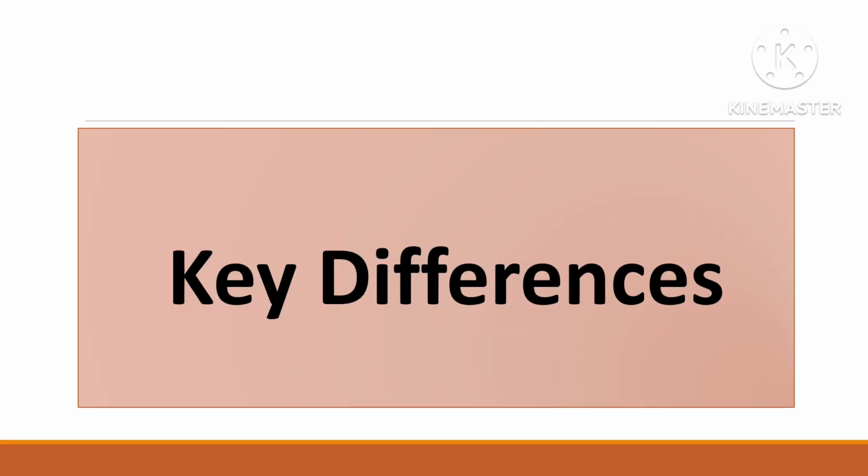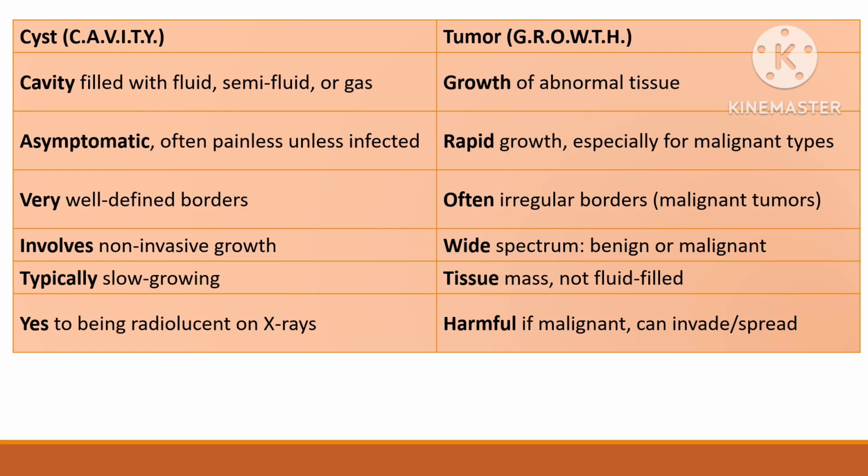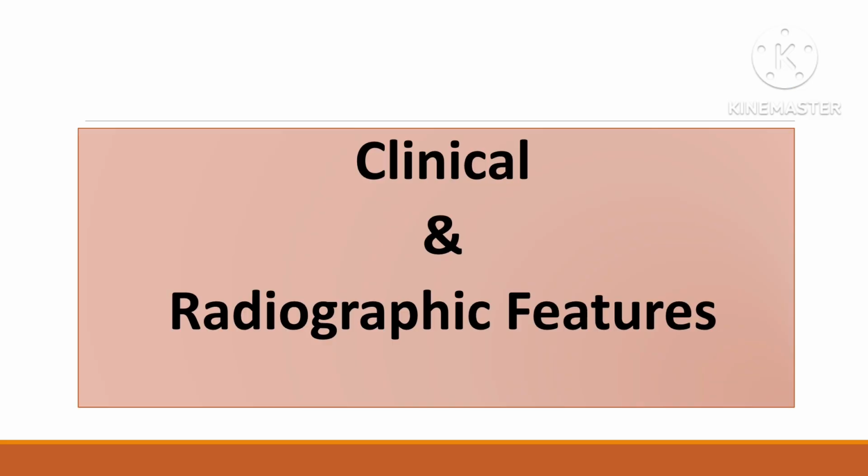A simple mnemonic to memorize the key differences between cyst and tumor is: for cyst it is CAVITY, with each single letter of the word representing a feature, while in the case of tumor we can use the mnemonic GROWTH, where here also each single letter of the word represents a feature or key difference between these two lesions. I request you to pause the video here and take a look at these differences, though I'll be discussing these points in detail in the coming slides.